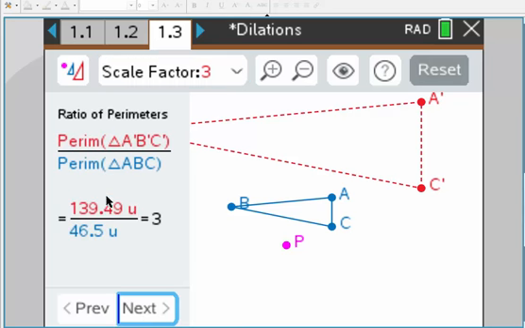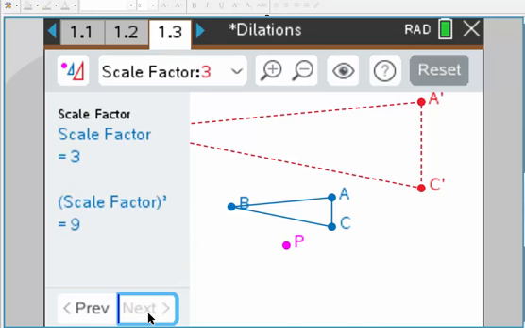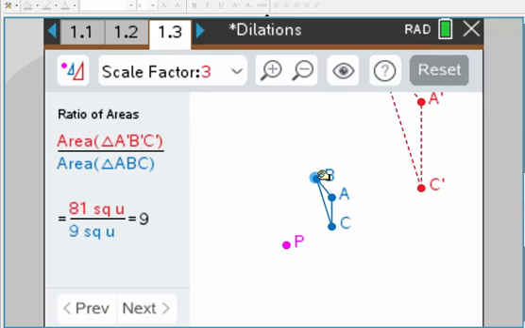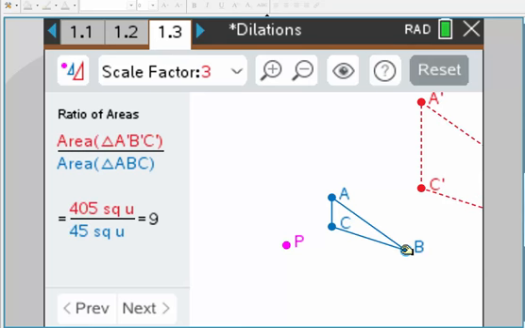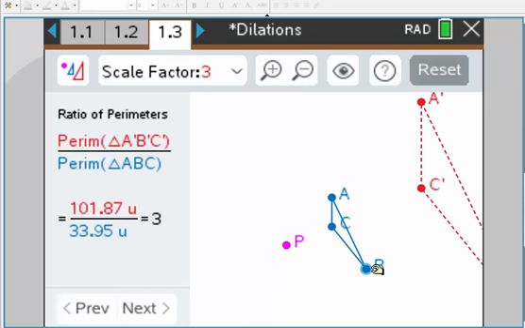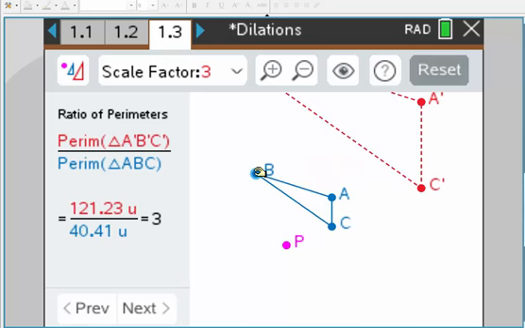The ratio of the perimeters is 3, which is the scale factor. And the ratio of the areas is 9, which is the scale factor squared. And it points that out here. So all these things are here to try to get them to come up with the conclusions and verify that. Again, if you pull this over here, you can see. And then when we go back to the perimeters, even though we have these nasty numbers, when we divide them, we're getting that 3.